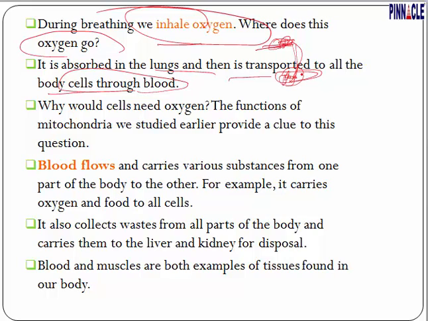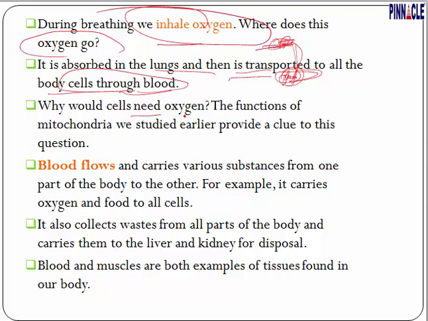diffusion of gaseous exchange, the oxygen molecule will attach to the hemoglobin, and through blood this oxygen molecule will travel towards the heart, and from the heart it will be pumped to the various other body parts. So this is the transportation system.